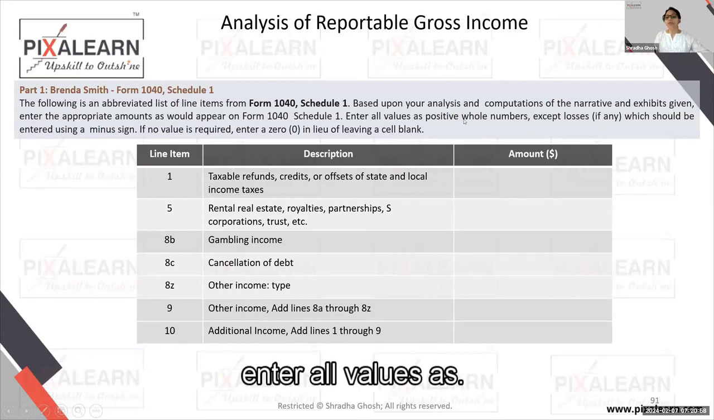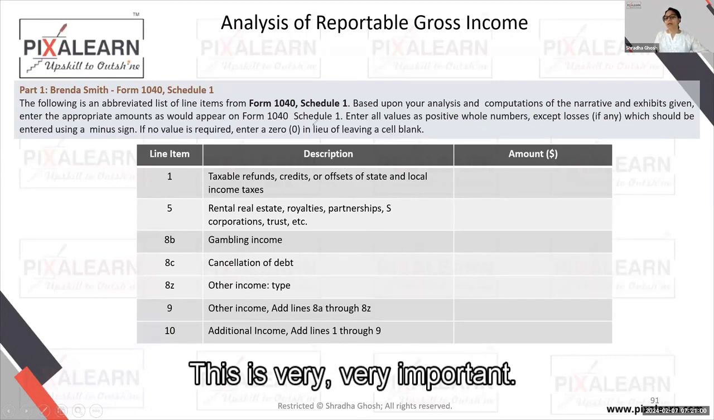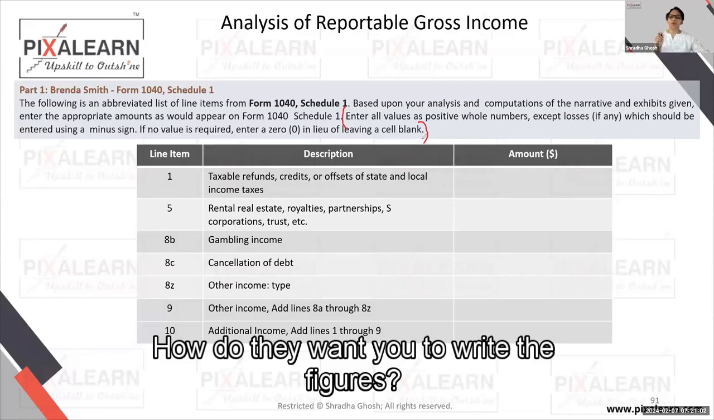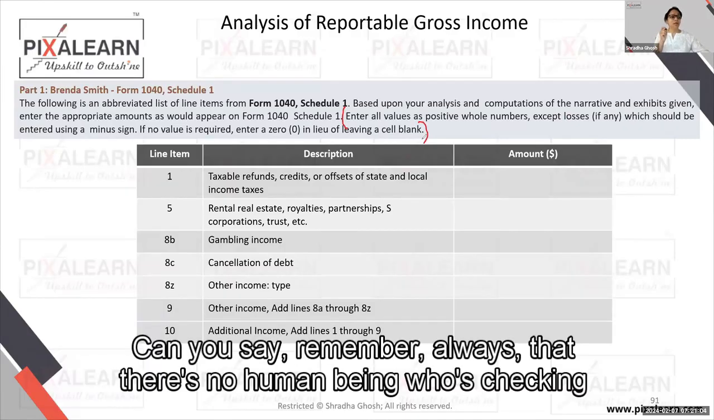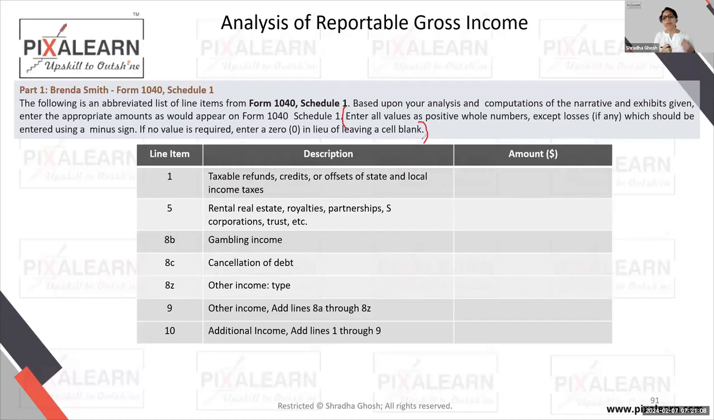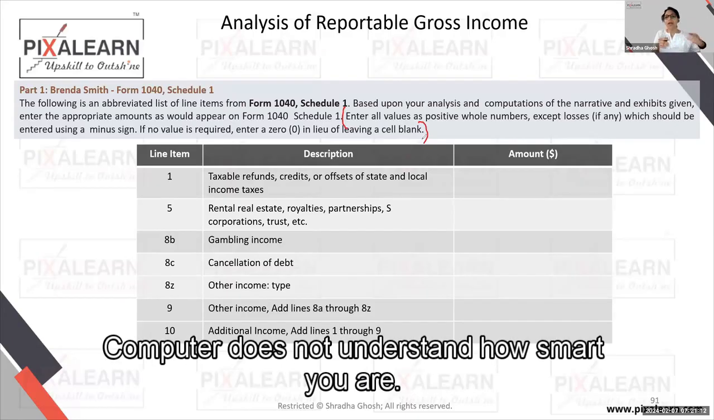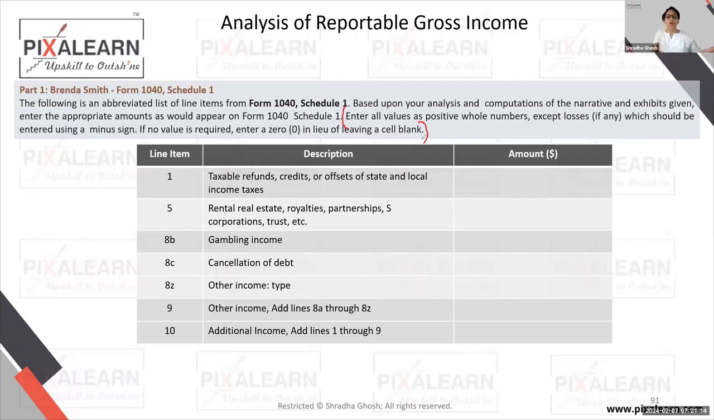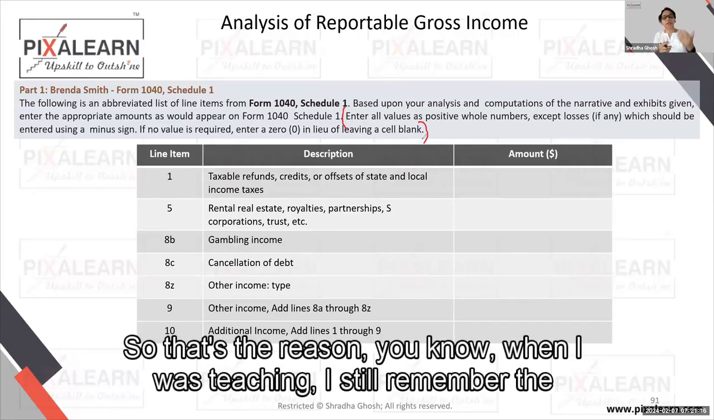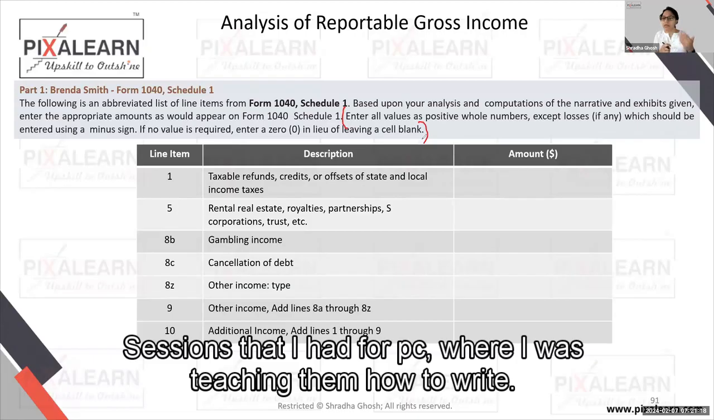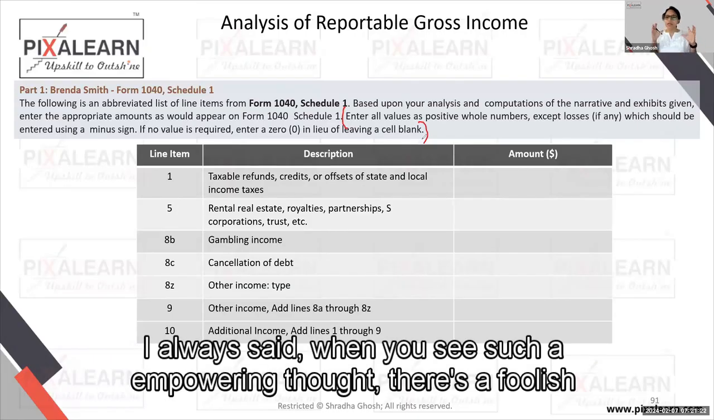Enter all values as, okay, this is very, very important, guys. How do they want you to write the figures? Remember always that there's no human being who's checking your papers. There's a computer that has been fed, and that computer is a useless computer. It does not understand how smart you are. That's the reason, when I was teaching, I still remember the sessions that I had for BEC, where I was teaching them how to write. I always said, this is such an empowering thought.